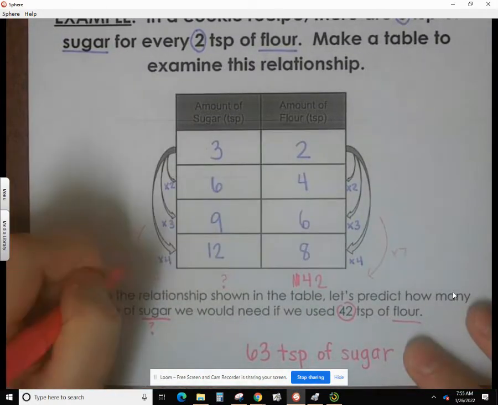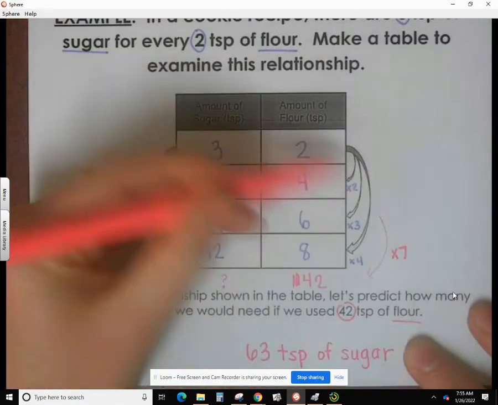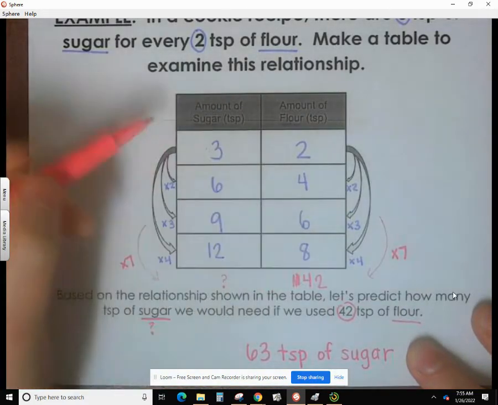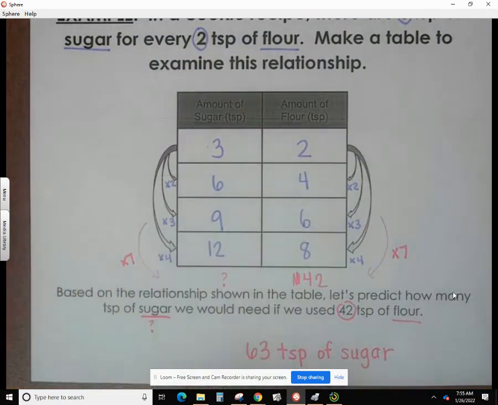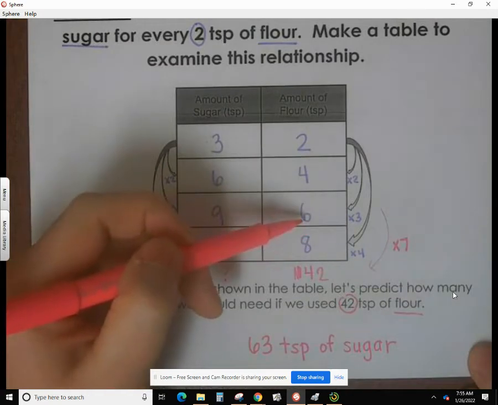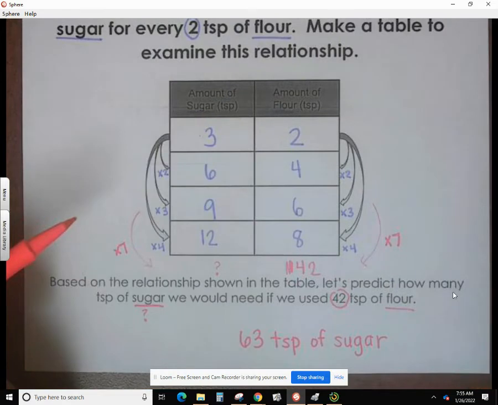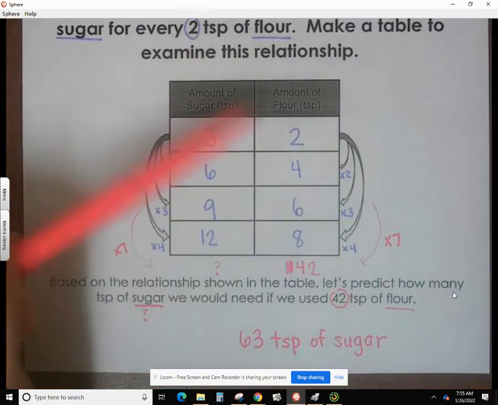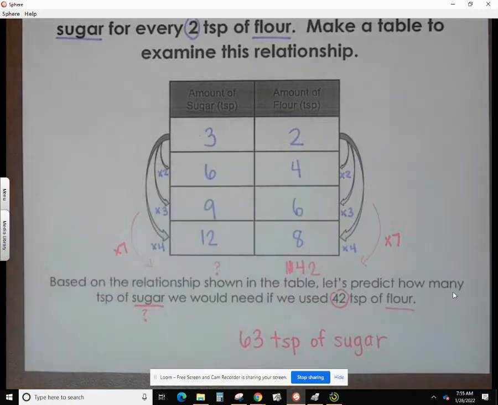And again, we could have gone all the way back up to the top because 2 times 21 is 42 and 3 times 21 is 63. So we'd still get 63, but you're more likely to know what 6 times something is 42 than 2 times something. So you don't have to necessarily go back to the beginning. You can find anything in here where you see a relationship.